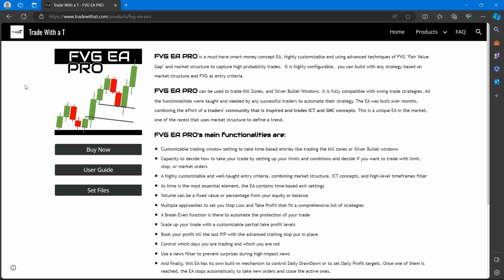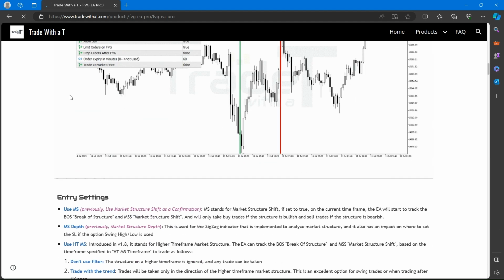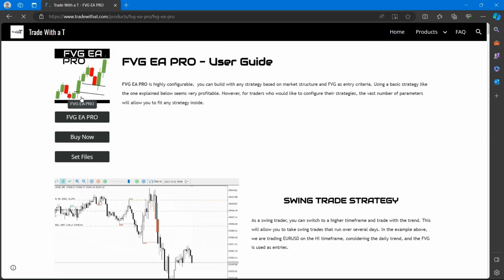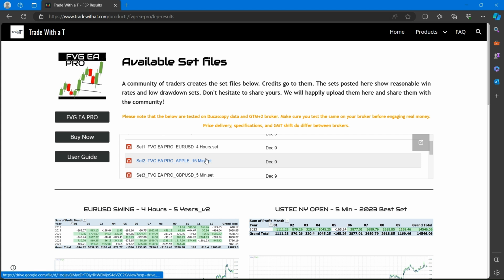As you know, you have all the information on our website. So you have the user guide, where you have all the details about each individual input, and you also have starter sets that you can take from here, and you can just test on your account.